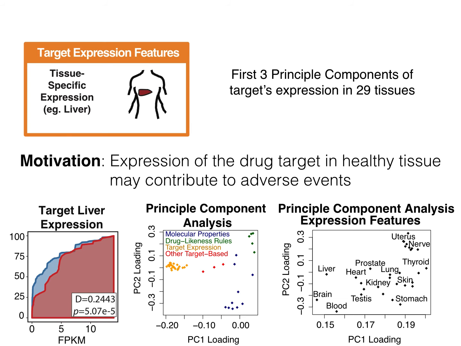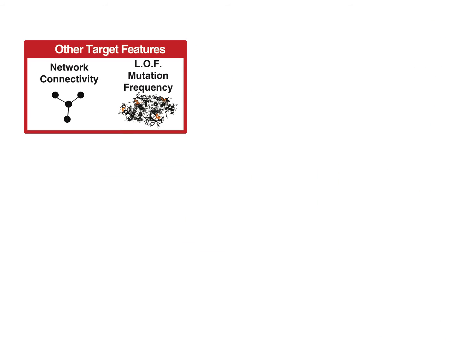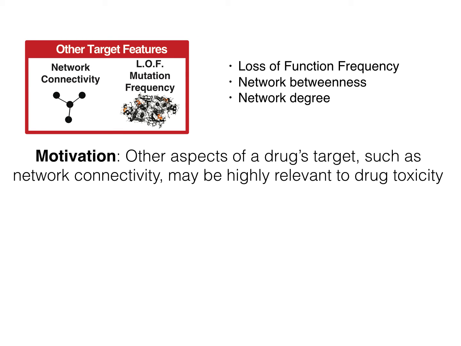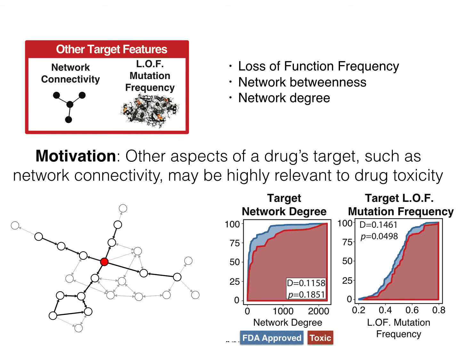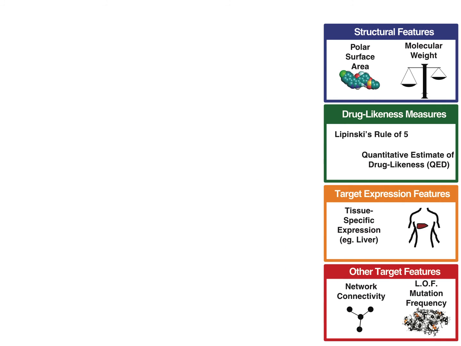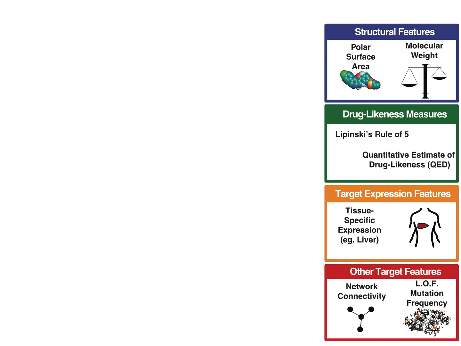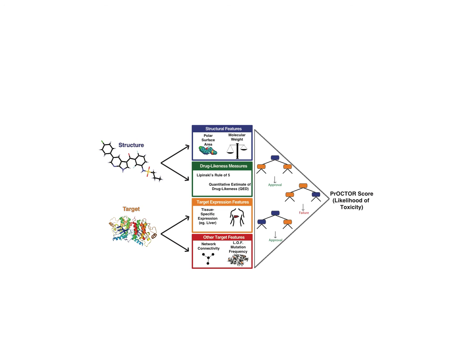In addition to the target expression patterns, we included other types of properties of a drug's target as model features. These are loss of function frequency and network properties. For example, the network degree of a drug's target is the number of neighbors their gene interacts with in a biological network, as seen in the bottom left. Finally, we integrate each of these feature types together as input into a model that predicts likelihood that a drug would have unmanageable toxicity in clinical trials.